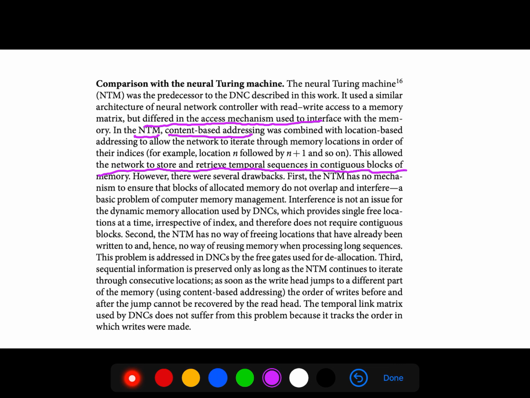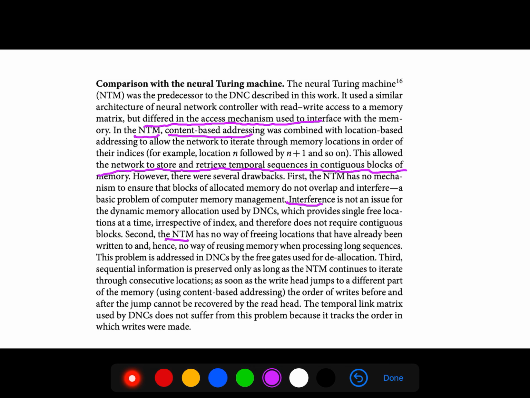However, there were several drawbacks. First, the neural Turing machine has no mechanism to ensure that blocks of allocated memory do not overlap and interfere, a basic problem of computer memory management. Interference is not an issue for the dynamic memory allocation used by the DNC, which provides single free locations at a time, irrespective of index, and therefore does not require contiguous blocks.